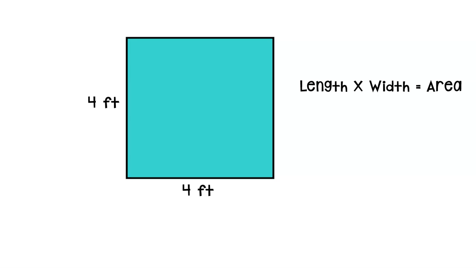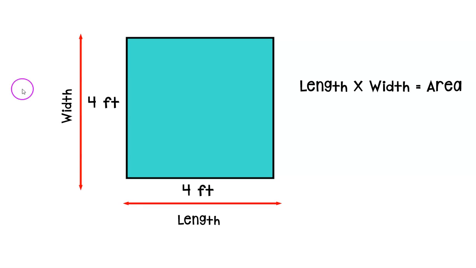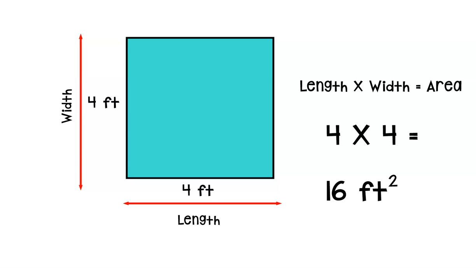So looking at this square, I see that they labeled two of the sides of the square 4 feet. And the formula to figure out area is length times width. So looking at this square, this side is the length and this side is the width. So that means that if we're trying to figure out the area of this square, I should be multiplying 4 times 4. What does 4 times 4 equal? Well, 4 times 4 equals 16.